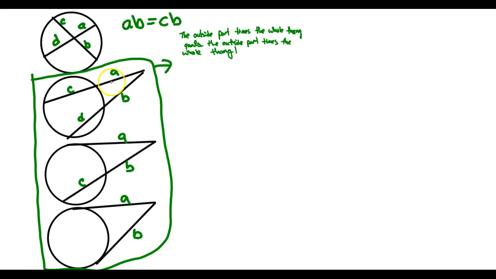So this is what we mean by that. Look at this first circle and the 2 secants in it. Look at that first line with C and A on it. What part is the outside part? The outside part is A. So I'm going to write that down. The outside part A times the whole thing.